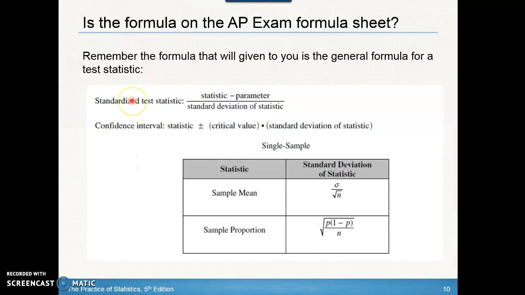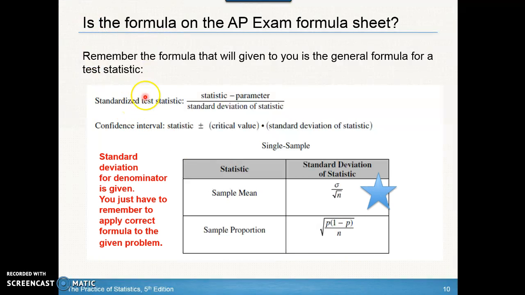And what's going to be on the AP exam formula sheet. So remember from the previous section that you have your general formula for a test statistic. It's how far away the statistic is from the parameter divided by the standard deviation of the statistic. You have your confidence interval formula. It's the statistic plus or minus your critical value times the standard deviation of the statistic. So you're just going to fill in what we know here.